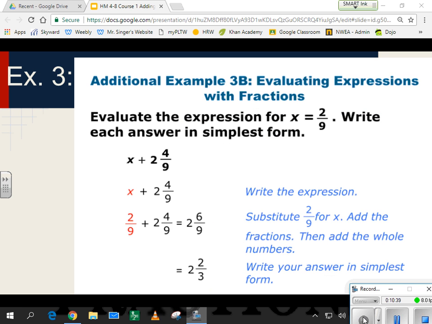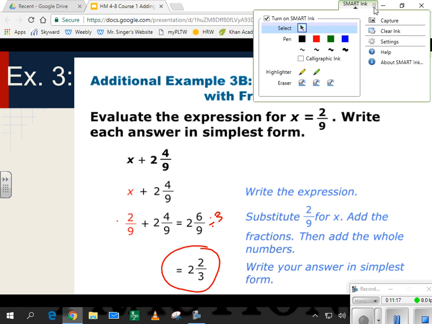Let me show you a couple other problems. You can write these down if you think you need to. So here we have x equaling 2/9 again, and it's x plus 2 and 4/9. So plug and chug. Plug in 2/9 plus 2 and 4/9. It's easy to add the whole numbers. There's only one of them, so there's 2. And then add your numerators. 2 and 4 give you 6. What do you know about 6 and 9? What's a common factor of 6 and 9? 3. So you divide by 3. 6 divided by 3 is 2. 9 divided by 3 is 3. And that's how you get 2 and 2/3. You can write that down if you want, but you don't have to.